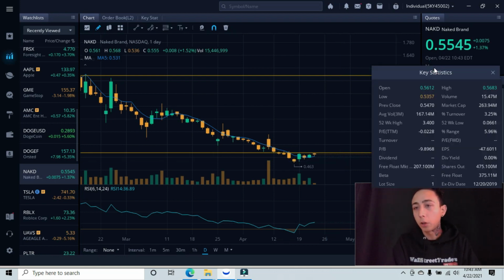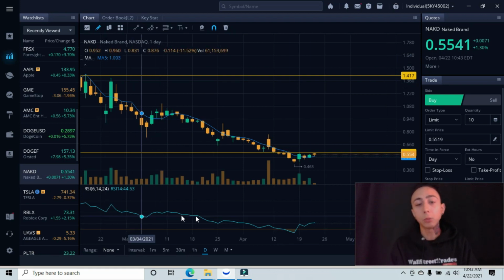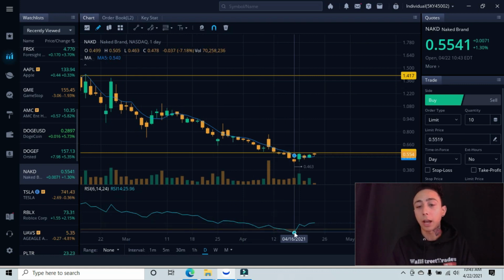Let me check the volume real quick. So the volume is pretty good. It's at 15 million. Anything above 150,000 is okay. Anything below that, stay far away. So the RSI, you guys, we are oversold, and you can see even on the RSI that we're trying to create this correction.